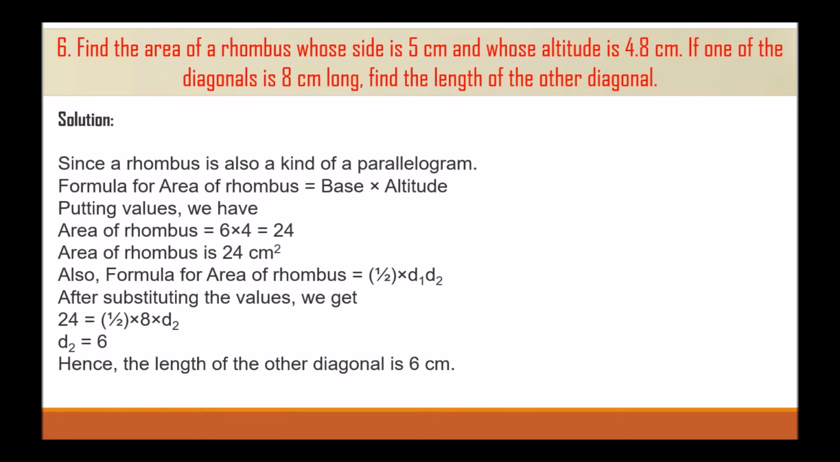The formula for the area of a rhombus is half into D1 into D2. By substituting the values, 24 equals half into 8 into D2. So we get D2 as 6. Hence the length of the other diagonal is 6 centimeter.